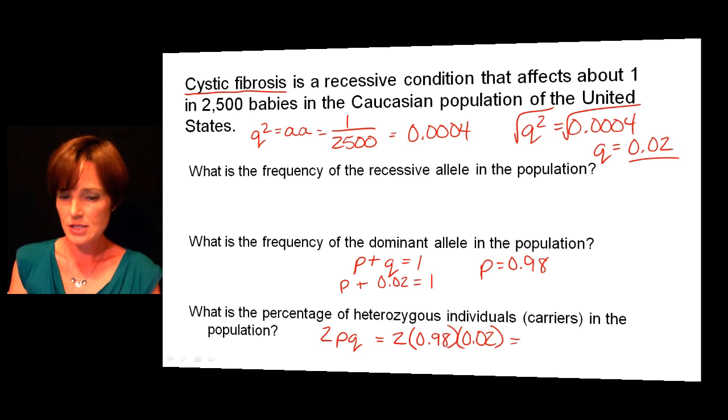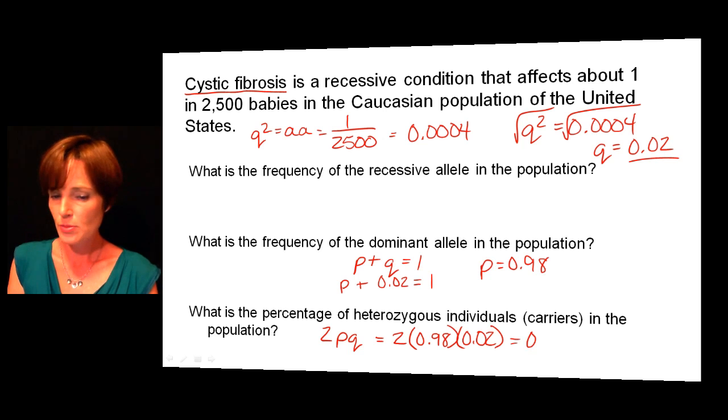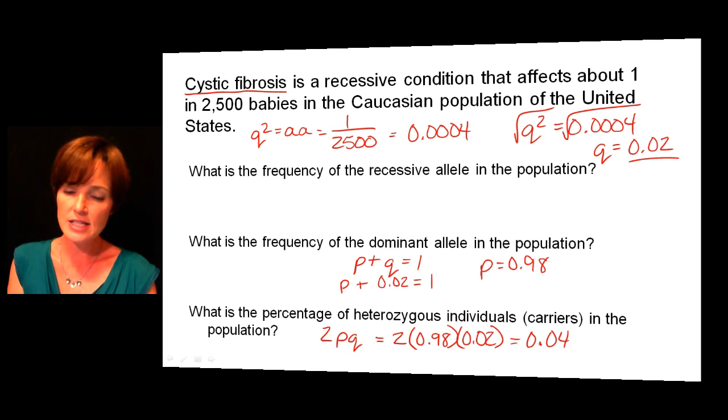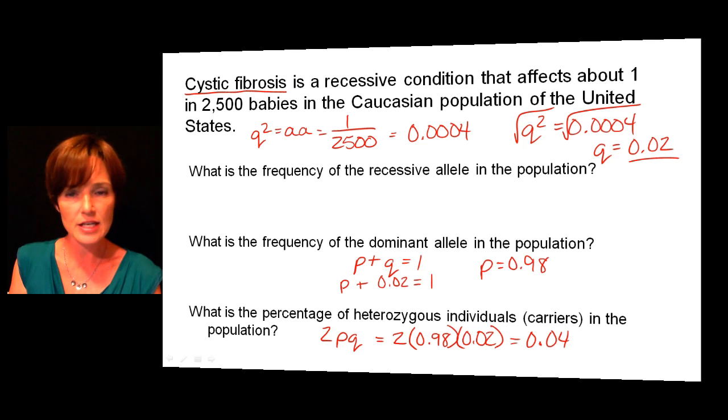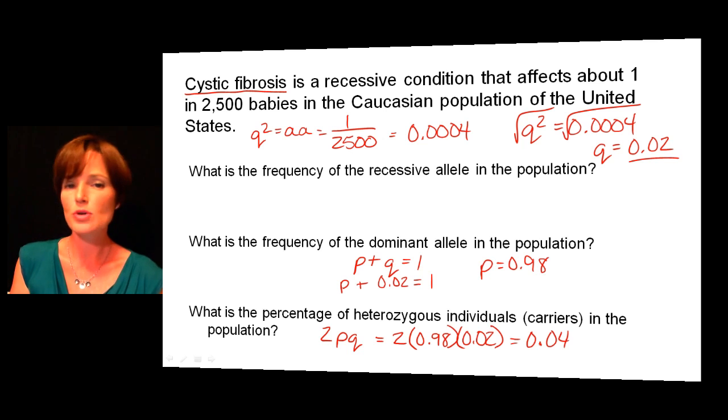And we've got essentially 0.04. Okay, so if we look at that as a percentage, that's about 4% of the population, Caucasian population in the US, is going to be a carrier for cystic fibrosis.